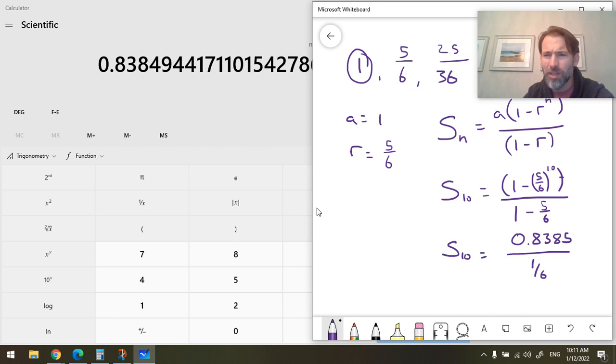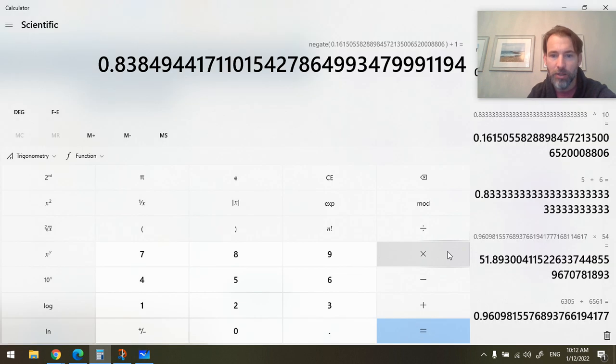0.8385. Notice that the reason why I'm switching from fractions to decimals here is because 5 to the 10 over 6 to the 10 is such a crazy, wild number that I don't really want to work with it. At that point, we're just decimal approximating here. And now I multiply this number by 6, and that will be the answer.